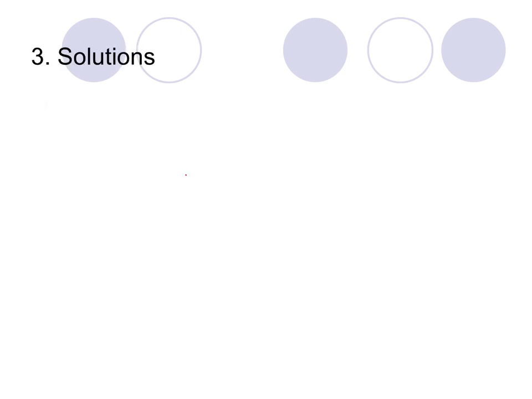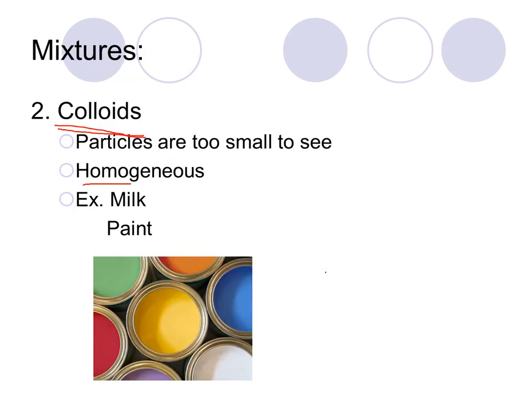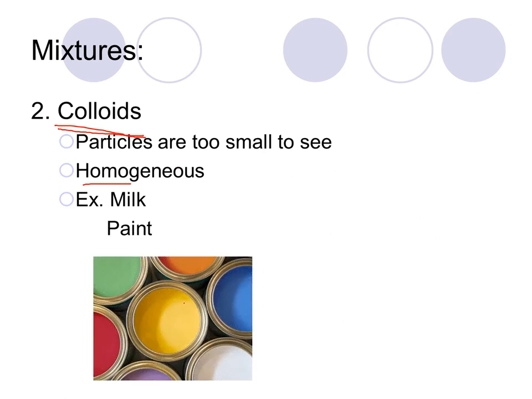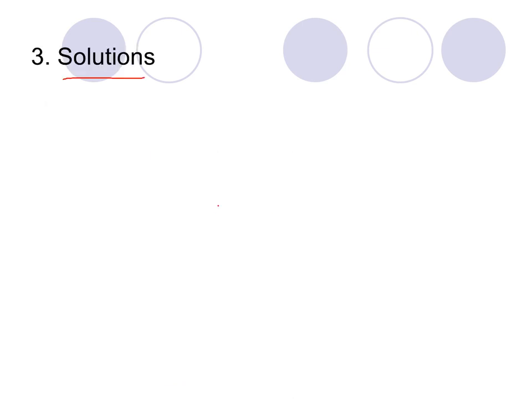The third type, the part that we're going to be spending most time on, is a type of mixture called solutions. Colloids, if you leave them for long enough, if you've ever left a bag of milk in the back of your fridge for a month, or you leave a can of paint for a couple of years, the little particles that are in there are too small to be seen, but they are big enough that if you give them a long enough time, they will separate.